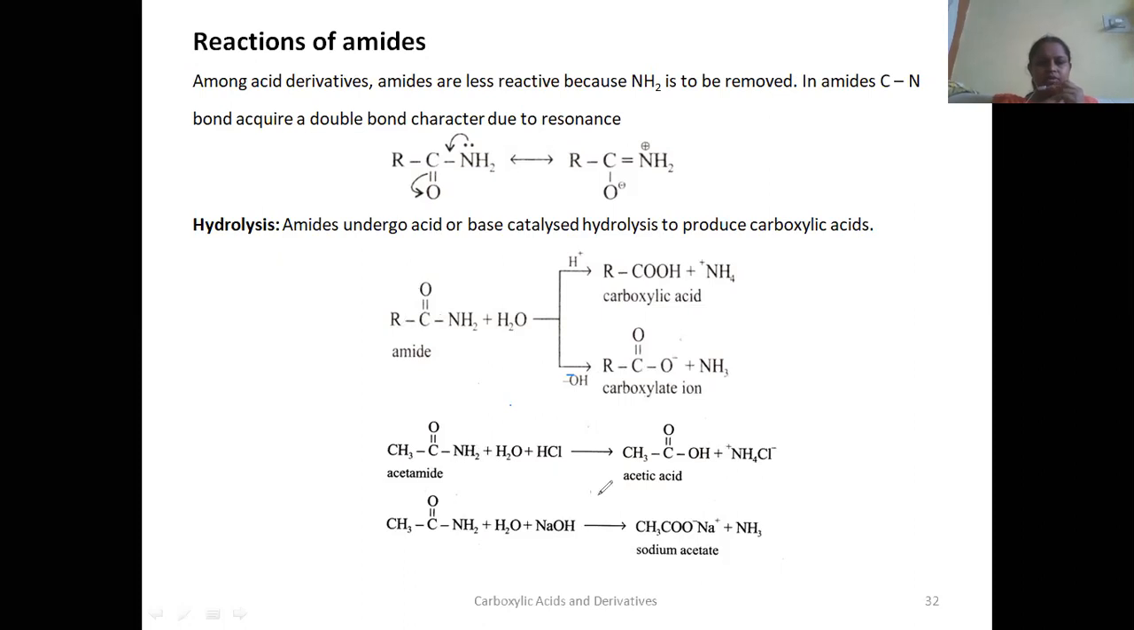Now these reactions are shown separately here with the example of acetamide. See here, in place of R, CH3 is given, so this becomes acetamide. If you do hydrolysis, which means addition of water, in the presence of acid, acetic acid is formed. If the same reaction is done in the presence of base, the salt is formed, sodium acetate. These are the reactions of amides.